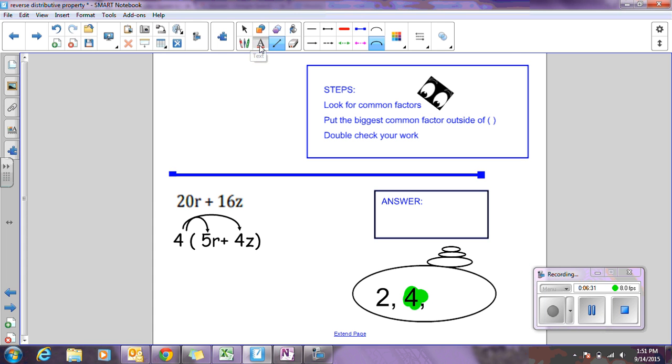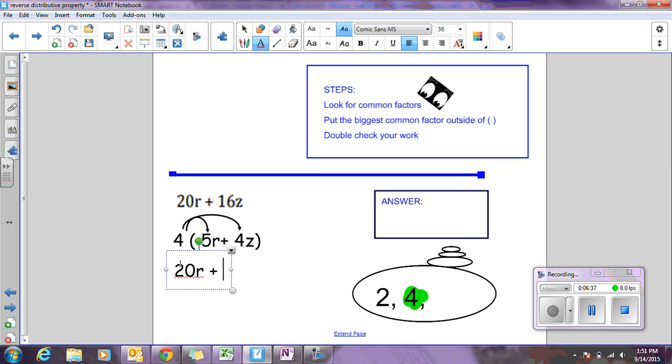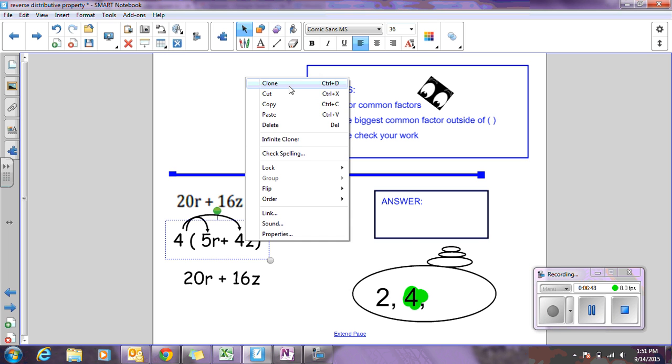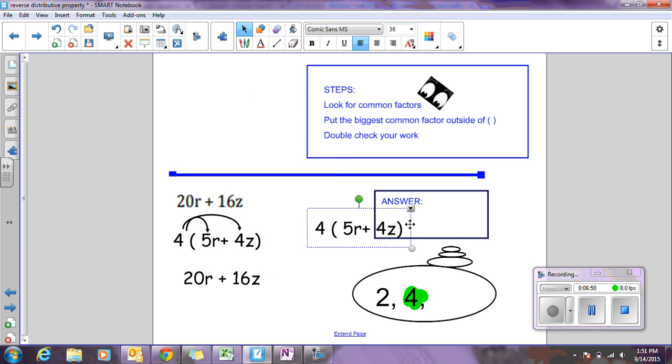Okay, almost ready to do some math. 4 times 5r is 20r. 4 times 4z is 16z. And it's exactly what we started with. So this is the correct answer. That's a little bit bigger. Okay? Whoop. Stay there.